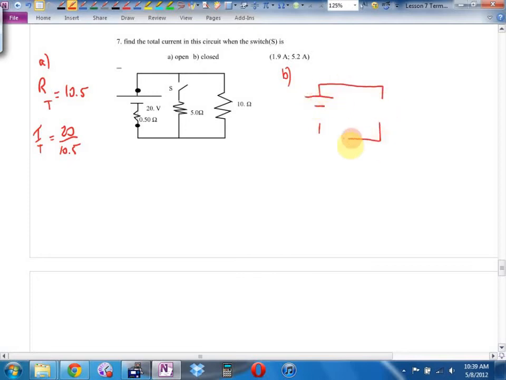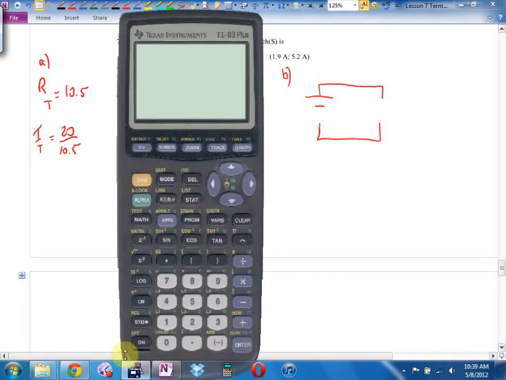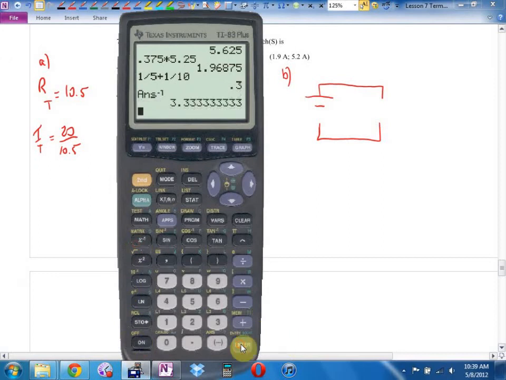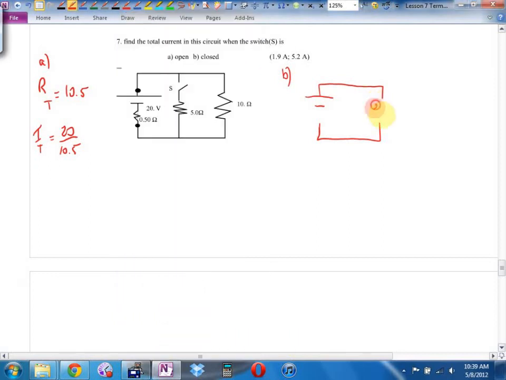And I'm going to mathematically replace this 5 and this 10 with whatever they're equivalent to. It's going to be 1 over 5 plus 1 over 10, reciprocal. This is the same as a 3.333 ohm resistor, and I still have that little tiny 0.5 ohm resistor built into the battery. I think the total resistance is 3.833. I'll carry a few extra sig figs.